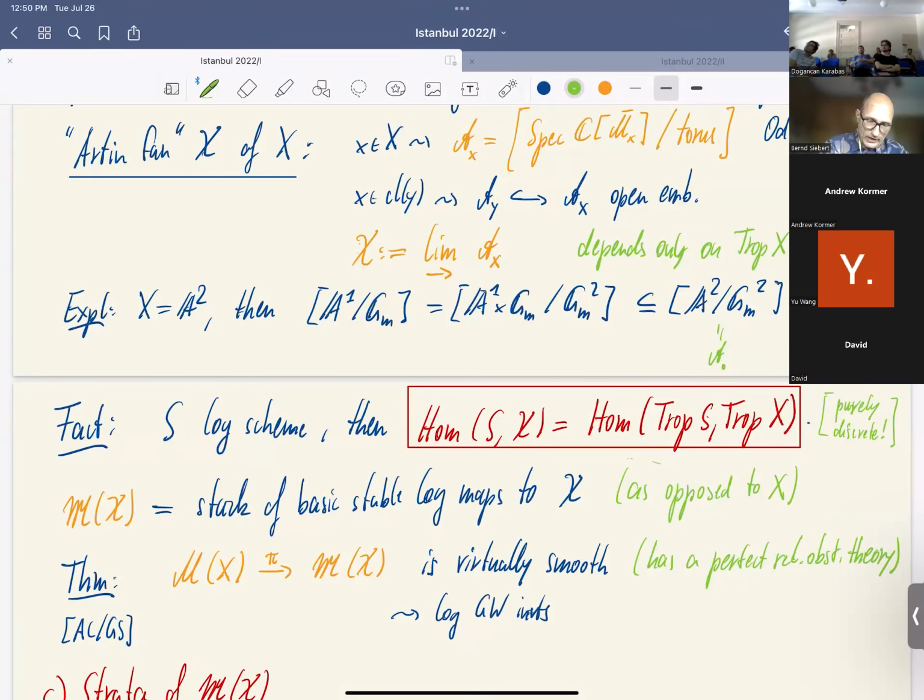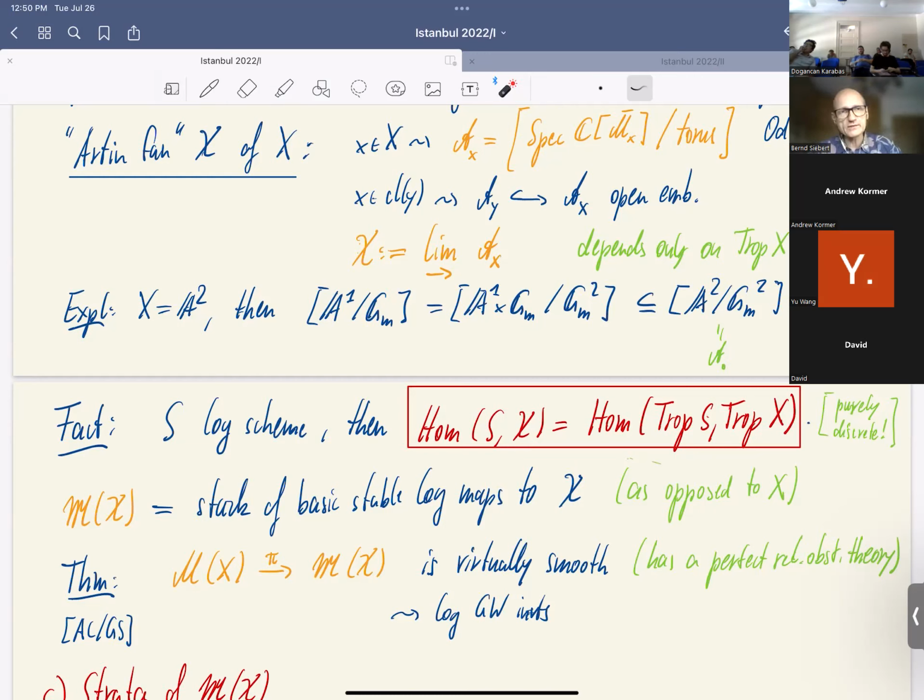But that wouldn't be good enough. Of course, you have a continuation of this map, the Artin fan of this guy, which is the same as the Artin fan. That is also true. So this map is also strict here. So there would be another map to the Artin fan of M of X, which is the same as the Artin fan of curly M of X.